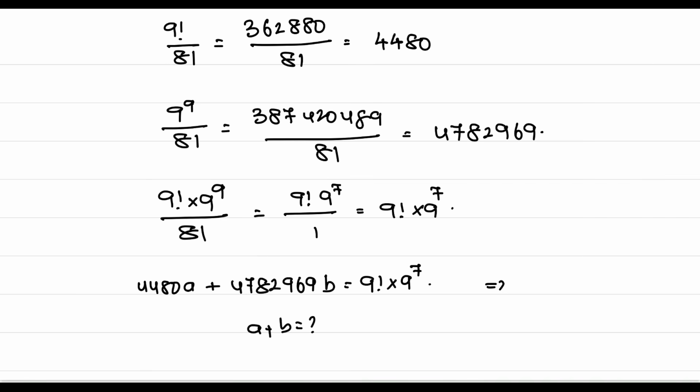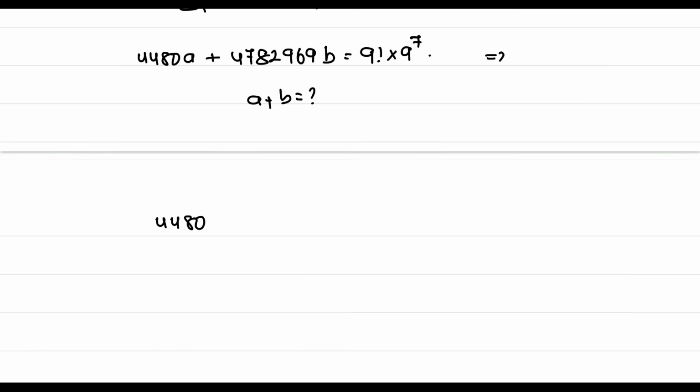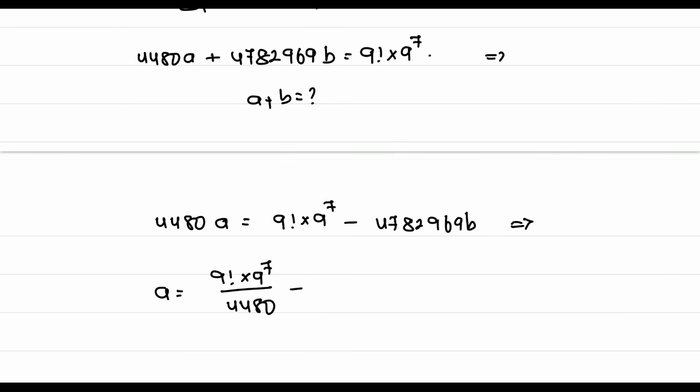Now, how to solve this? 4480 into A is equal to 9 factorial into 9 to the power of 7 minus 4782969 B. That implies A is equal to 9 factorial into 9 to the power of 7 divided by 4480 minus 4782969 divided by 4480 into B.